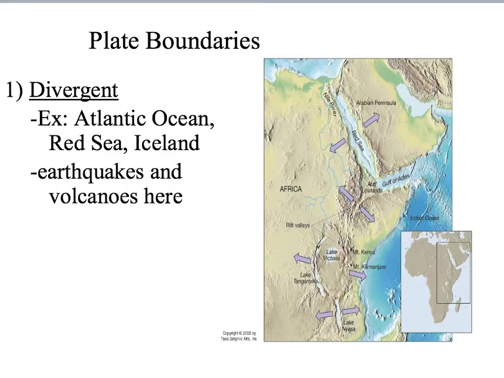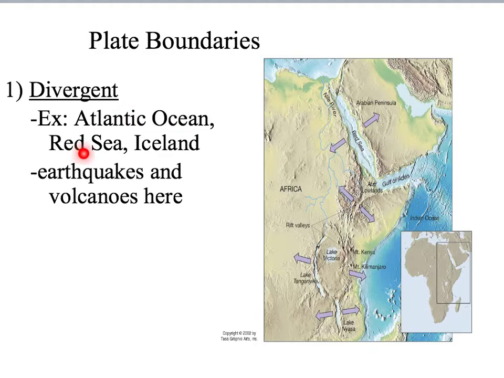Different boundaries that we have. Number one, and please pay attention here, is a divergent boundary. A divergent, if you think about two roads diverge, they go apart. I give you the example of the Atlantic Ocean. We've been talking about the Mid-Atlantic Ridge. The separation of plates there would be a divergent boundary.